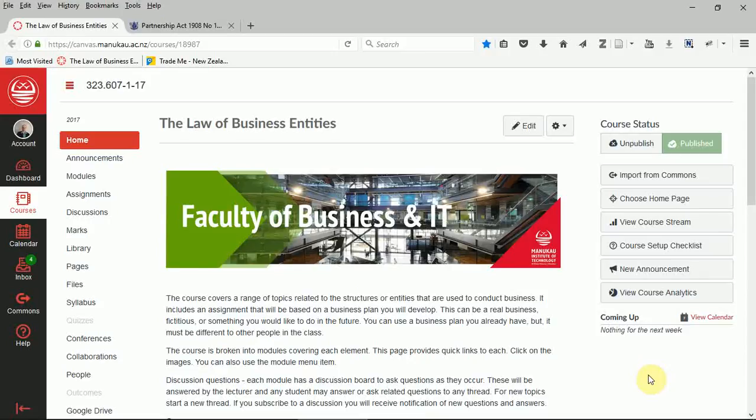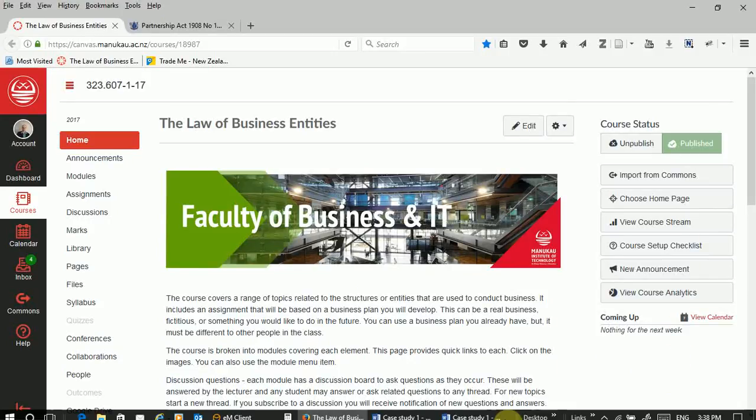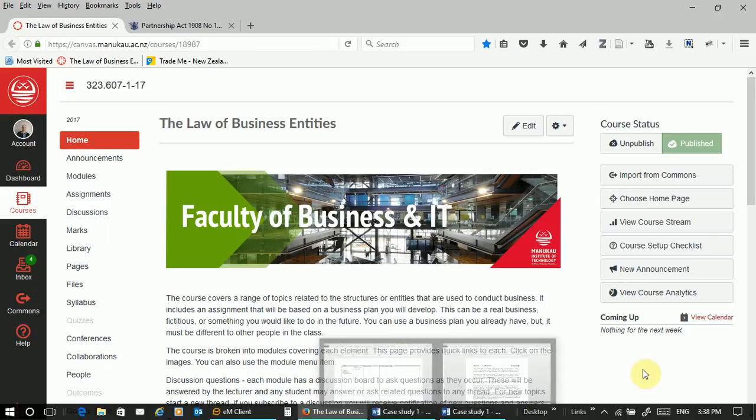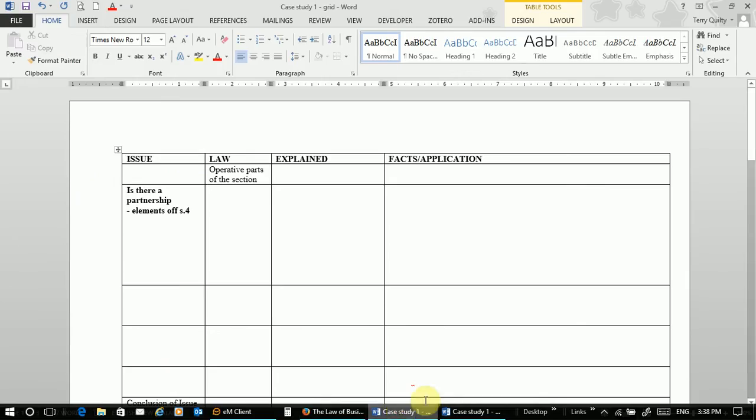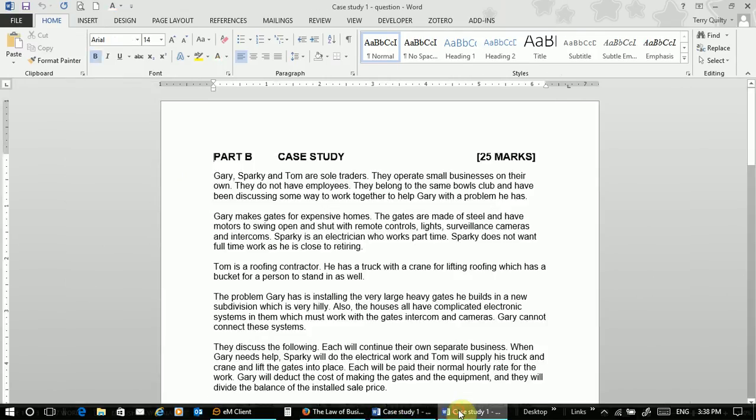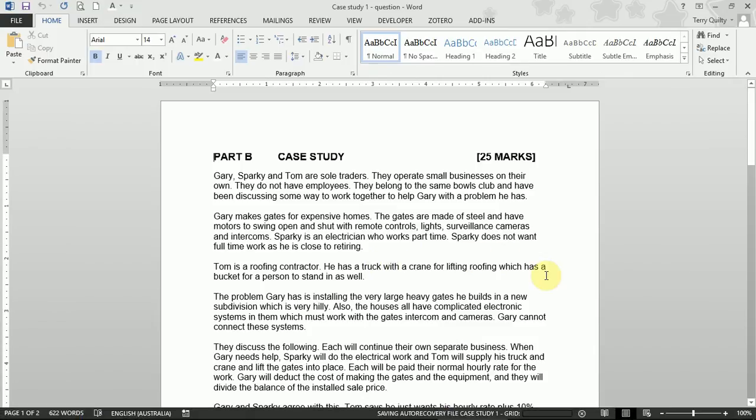Well, welcome back. We're going to have a quick look at the case study from Semester 2 2016's test. Just run over that. Now on this first page, we've got the test itself. The test is on Canvas.